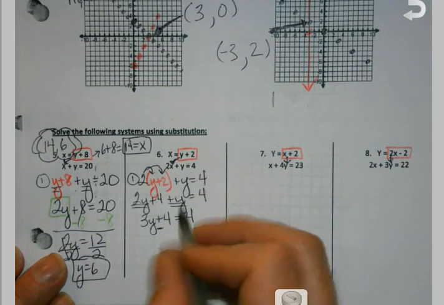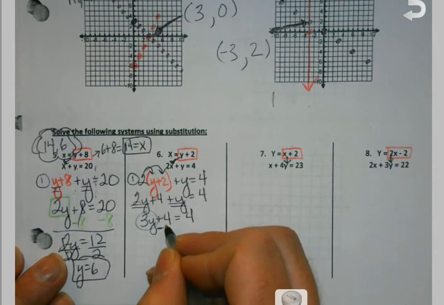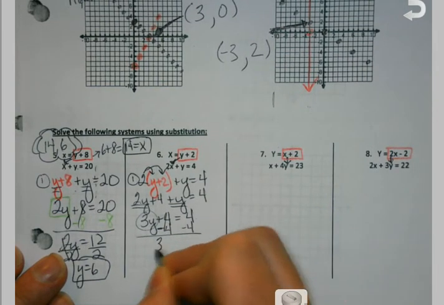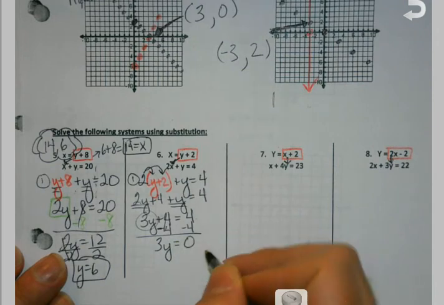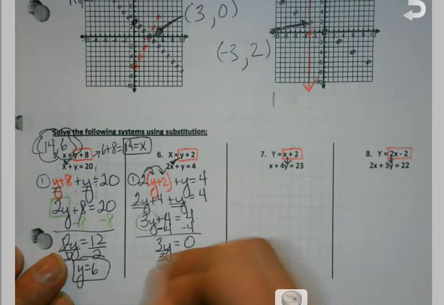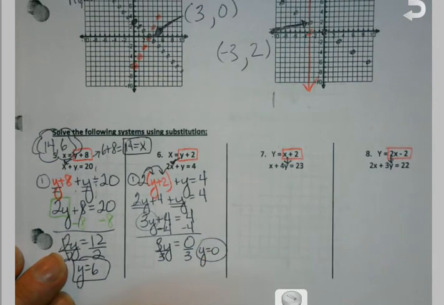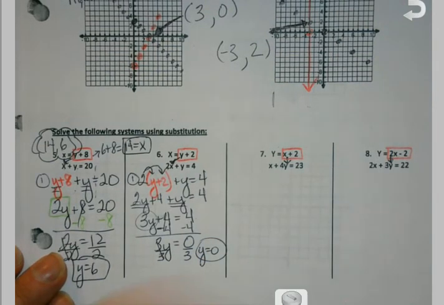Let's see. Opposite of plus 4 would be minus. Okay. And I agree, 0 divided by anything is 0. And then we did the hard part. Now it's the easy part.